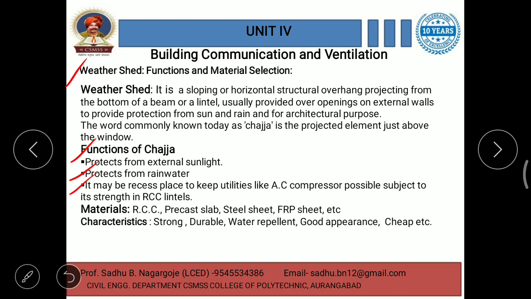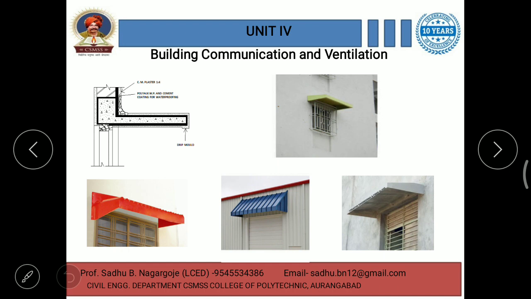Then the basic materials used for the construction of these weather sheds or chhajja are RCC, precast slab, steel sheet, FRP sheets, etc. And the major characteristics are they are strong, durable, water repellent, good appearance, and they are also cheap. So this is all about the types of lintels and the special element of the building, that is weather shed or chhajja.